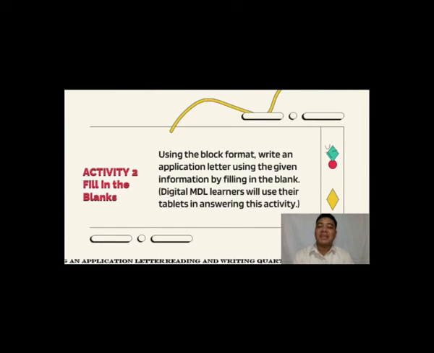Very good. Now that you've done answering activity 1, where you recognize the different parts of the employment application letter, please go to your learning activity sheet, week 8A, page 10, for the answers key, so you can check it for yourself. And now, for activity 2, fill in the blanks.